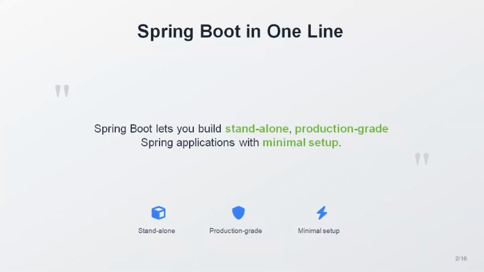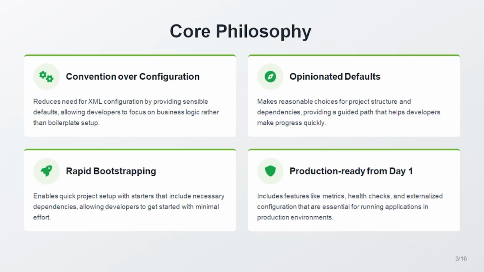So, Spring Boot in one line: Spring Boot lets you build standalone production-grade Spring applications with a minimal setup. This is just to specify what Spring Boot is in one line. The core philosophy is convention over configuration. It reduces the need for XML configuration by providing sensible defaults, allowing developers to focus on business logic rather than the boilerplate setup.